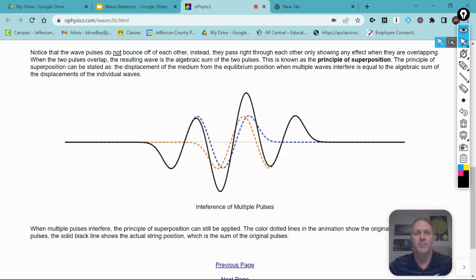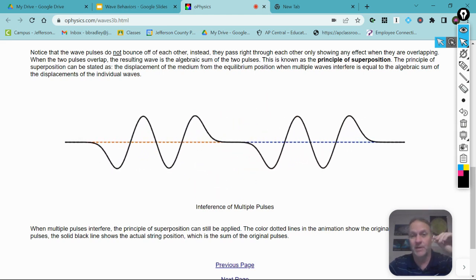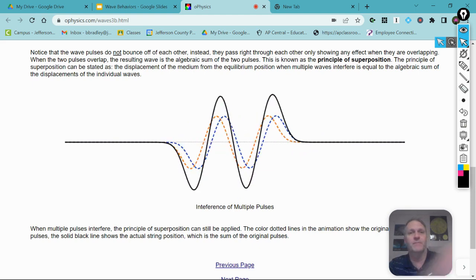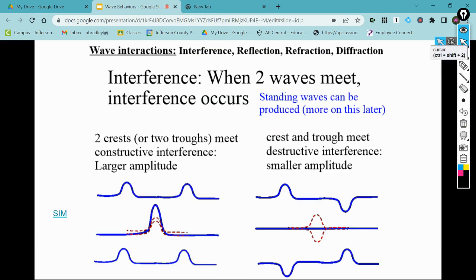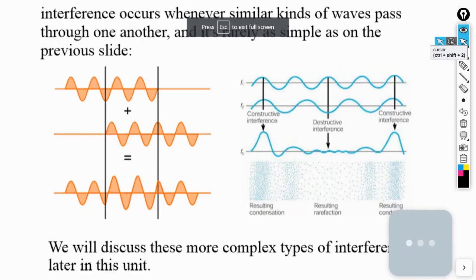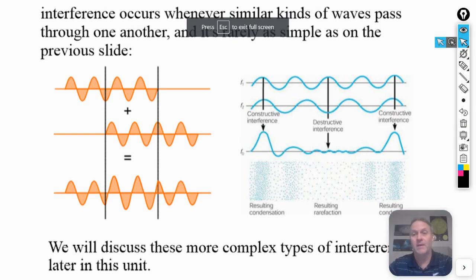You're going to get places of constructive interference. You're going to get places of destructive interference. Okay. All right. So back now to this. I think that's all I want to talk about with interference right now. As long as you understand the idea that there's constructive interference and there's destructive interference, that's what really matters.